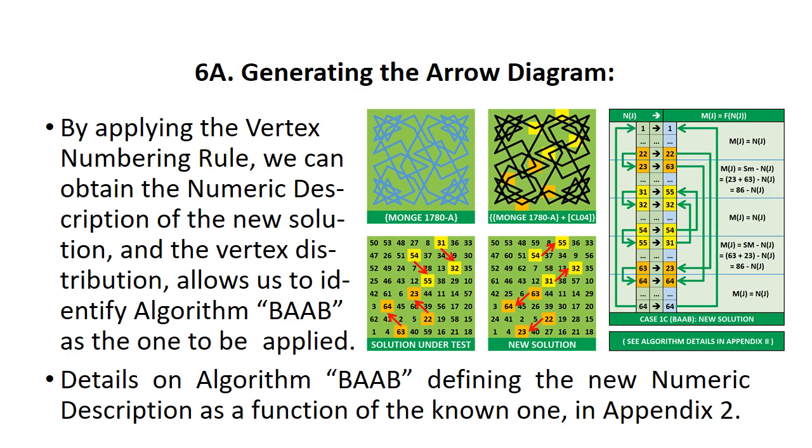6a. Generating the arrow diagram. By applying the vertex numbering rule, we can obtain the numeric description of the new solution, and the vertex distribution allows us to identify algorithm B, A, B, as the one to be applied. Details on algorithm B, A, B, defining the new numeric description as a function of the known one, in Appendix 2.